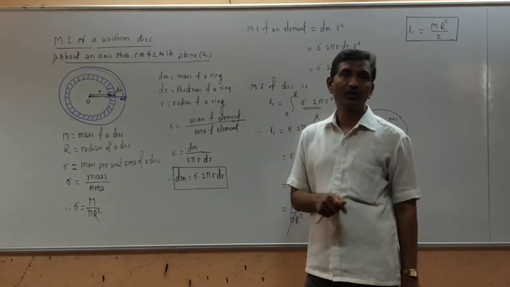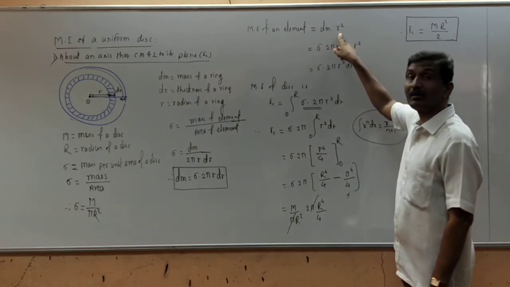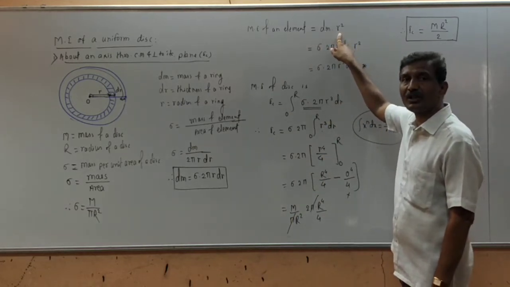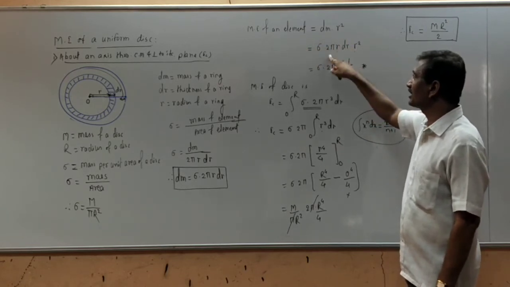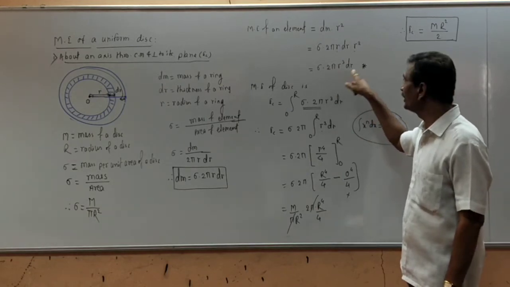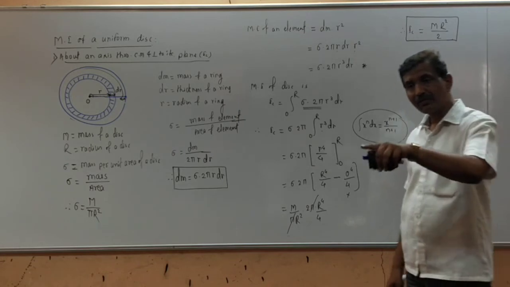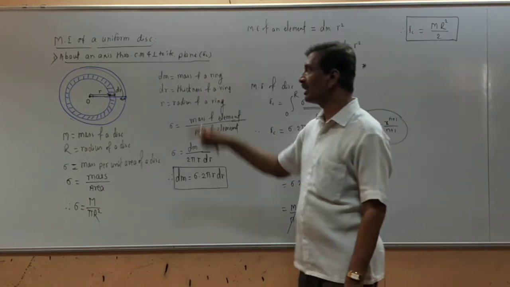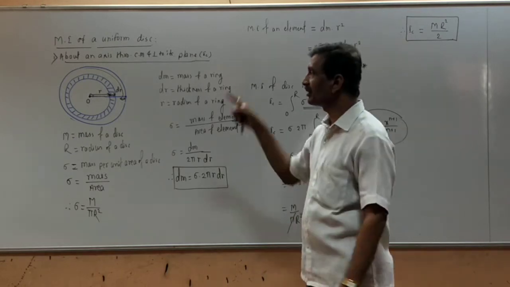Apply the definition of moment of inertia. So it is the product of the mass and the square of the distance from the axis of rotation. Using that we get the moment of inertia of the element as dm r square. Put the value of dm. Finally we get sigma into 2 pi r cube dr. Similarly we calculate the moment of inertia of all the elements and add them. That addition gives us the moment of inertia of the disc.